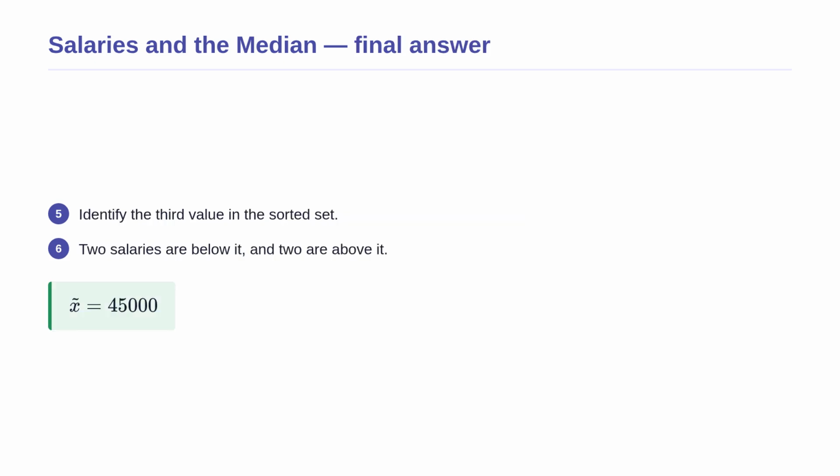Continuing with our sorted list, we look for the middle position. We can see that there are 2 salaries below the middle position and 2 salaries above it. The middle position is perfectly balanced. The median salary is $45,000, represented by the symbol X tilde. Notice how accurately this represents the typical worker at this company. If we had calculated the mean instead, the average salary would be $135,000, which is completely false for almost everyone working there. The median ignores the founder's massive outlier salary.